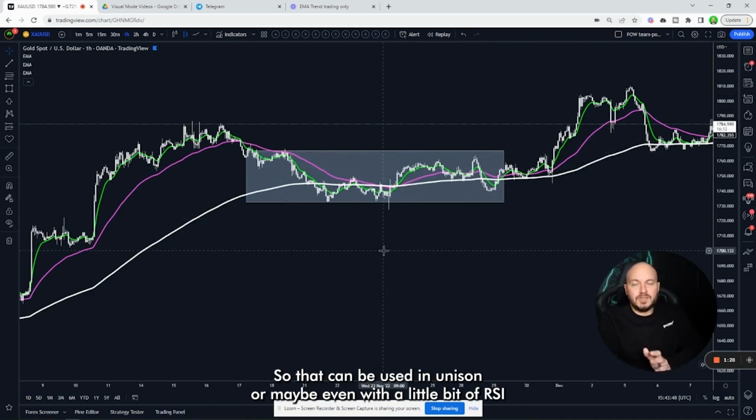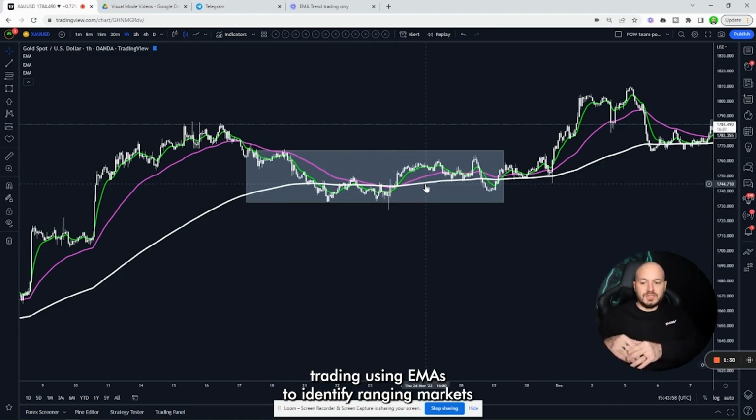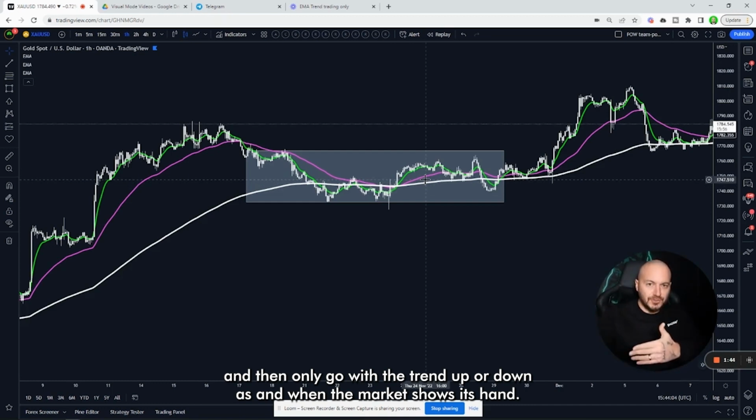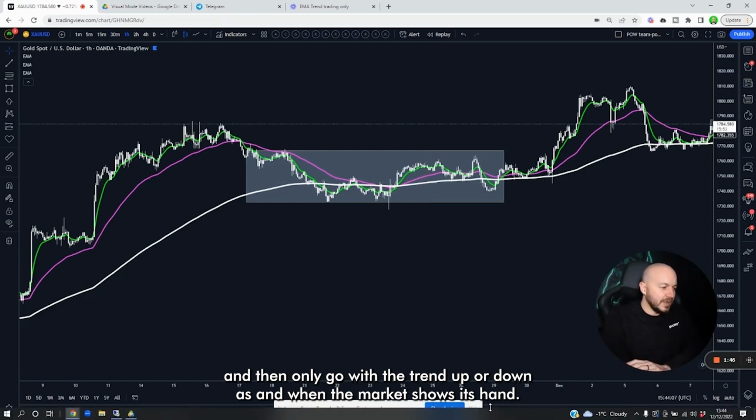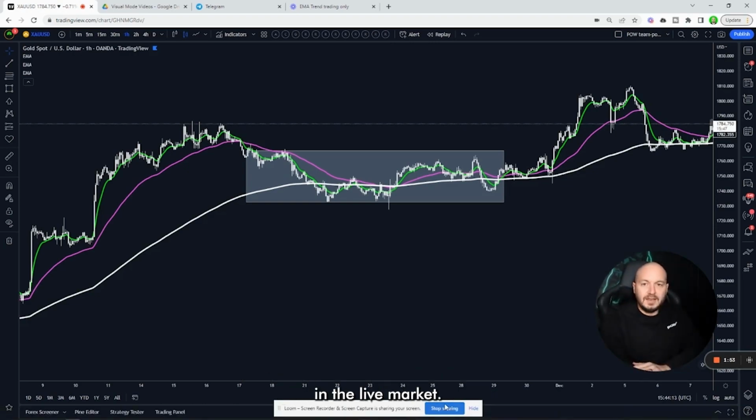So that can be used in unison, or maybe even with a little bit of RSI, or however you want to trade that logically. But there's the main mechanics, trading using EMAs to identify ranging markets and then only go with the trend up or down as and when the market shows its hand. We've got a visual mode test coming up so you can see how that works in the live market.